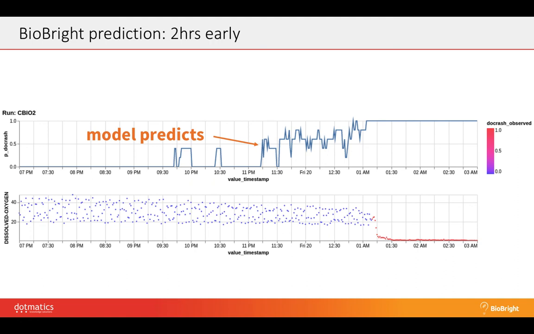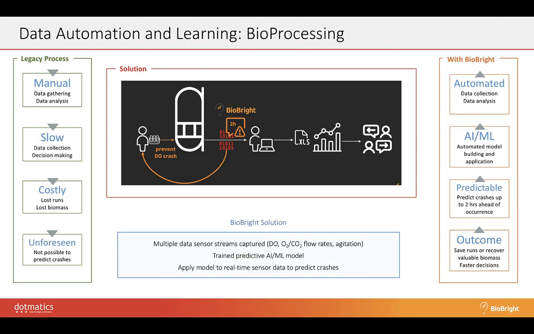The point of this is, if the operator was given an alert between, let's say, 11:30 and midnight, while they might not be thrilled given the time of day, it does give them fair warning to go do something, to adjust the agitation or the flow rates, or worst case, shut it all down and salvage the reactor contents before they're all lost. So with the BioBright solution, everything's automated, all the way from the data collection to the data analysis to the application of that predictive ML model. The outcome, dissolved oxygen crashes become predictable up to 2 hours ahead of occurrence. So runs can be saved or the biomass salvaged because critical decisions can now be made fast enough to influence the outcome.